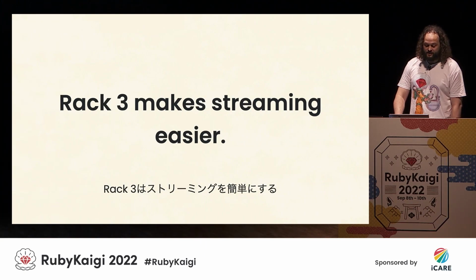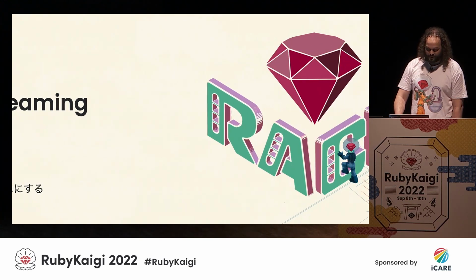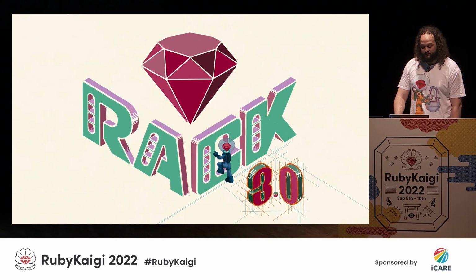Today, we're introducing Rack 3, which makes real-time streaming a required feature of the Rack specification. Rack 3 has been in development for more than 2 years, and it was a huge team effort. Falcon is fully compatible with Rack 3, and we also introduced a new Rack conformance test suite to help other servers adopt the new features.